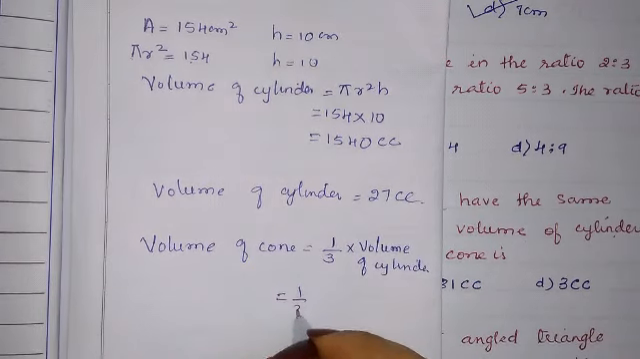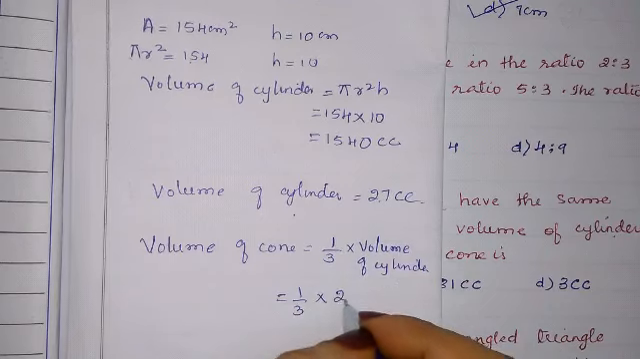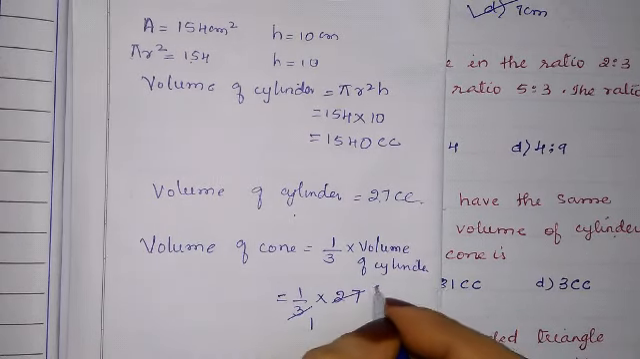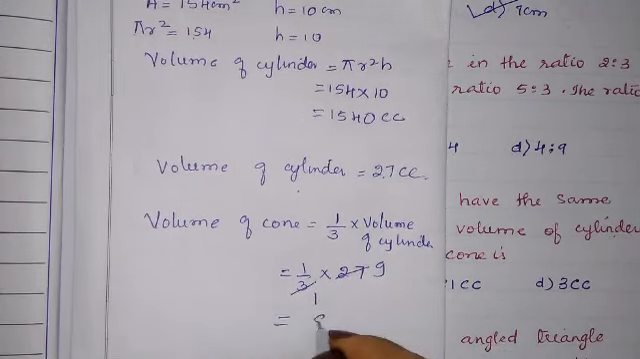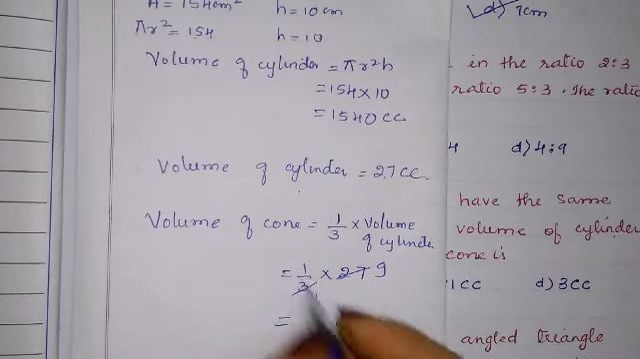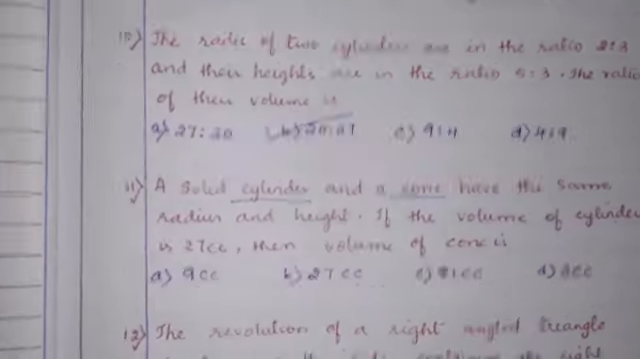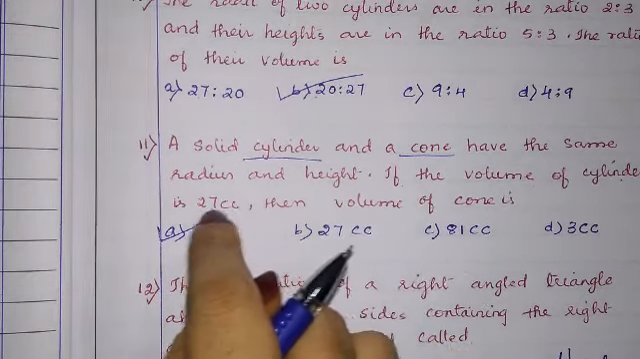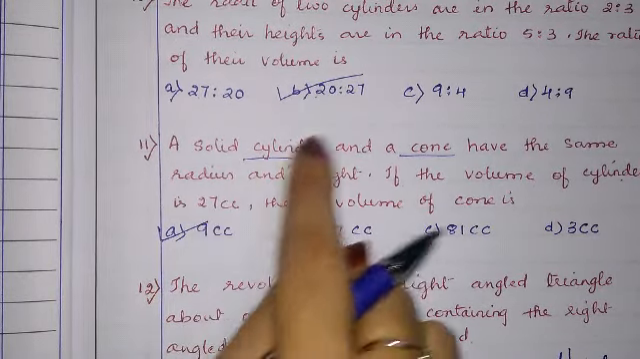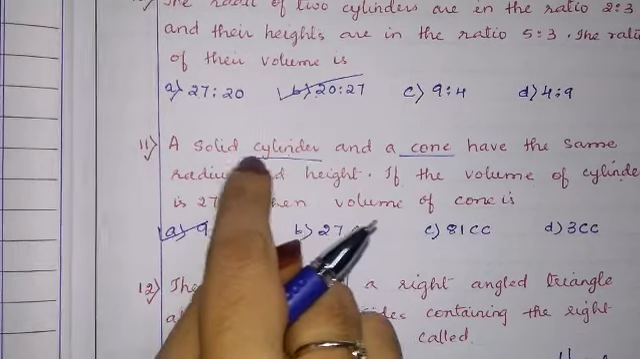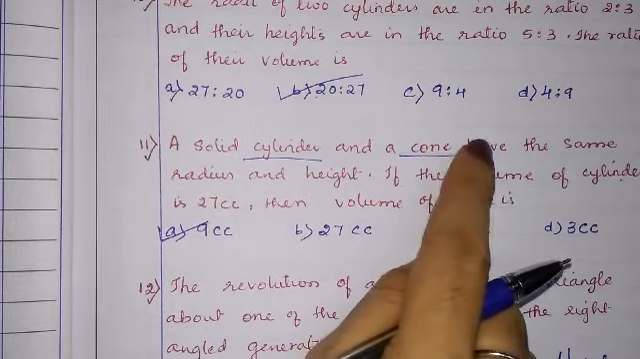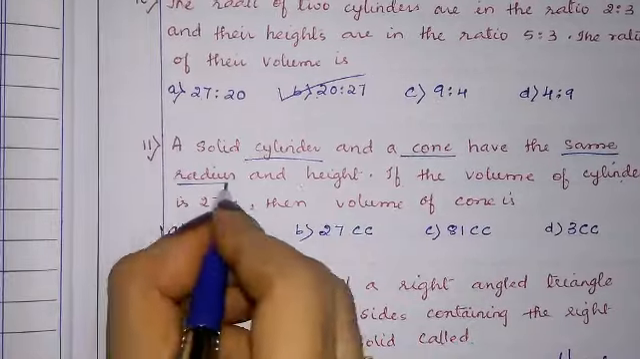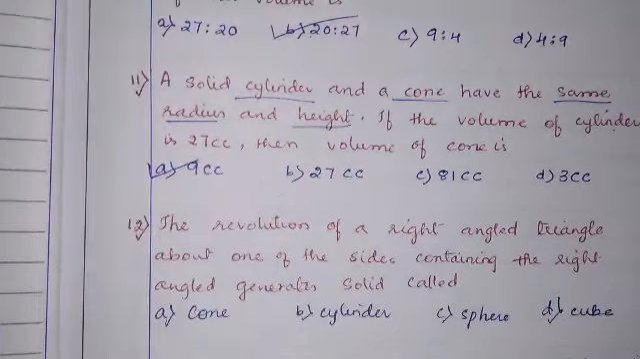1/3, let it be as it is. Volume of cylinder is 27. 3 1s are 3, 3 9s are 27. So the correct answer is 9 cc. Yes, option A is 9 cc. Here they may give a different number, but the method is the same. We should remember that when they give a solid cylinder and cone having the same radius and height, we have to use this method.